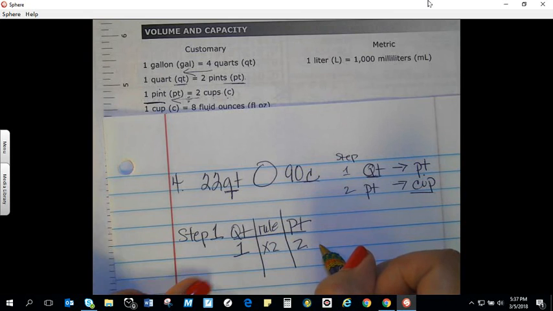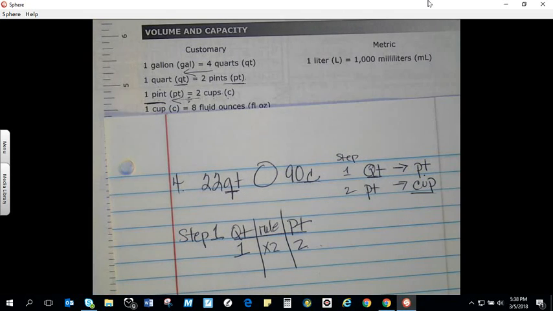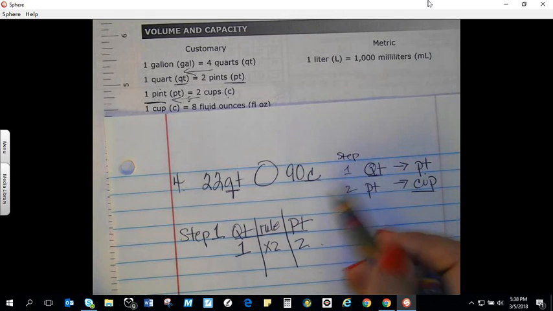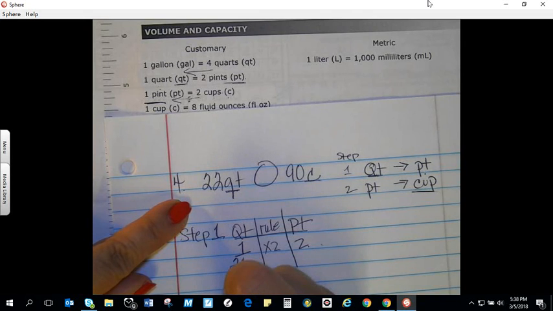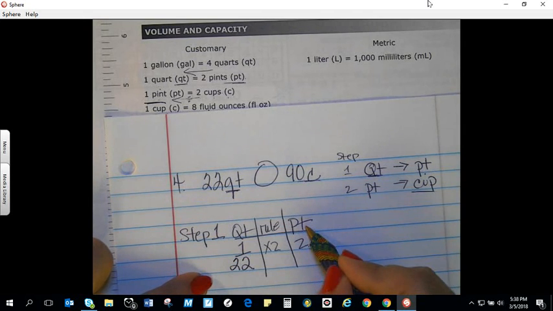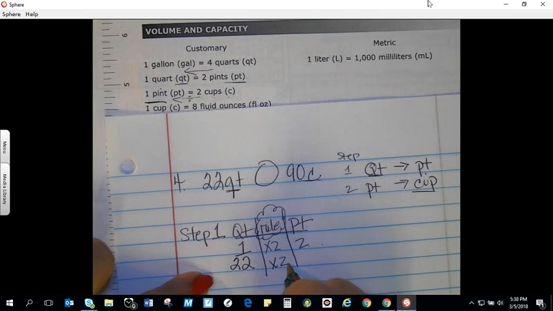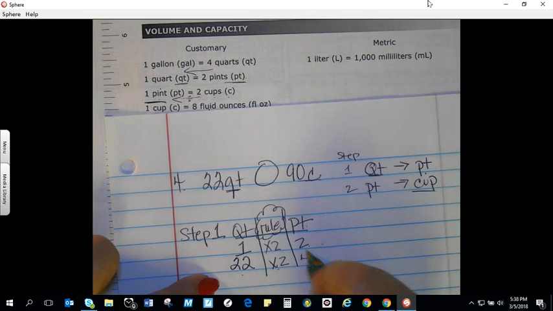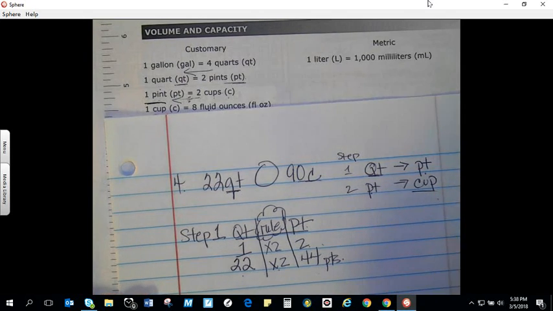All right, so I'm given, okay, so we're going from quarts to pints. I was given 22 quarts, and I needed to convert it to how many pints is that? My rule says that whatever I have, I'm going to multiply that by 2. So 22 times 2 equals 44 pints. Now I'm going to go from pints to cups. So I'm going to go to step 2.